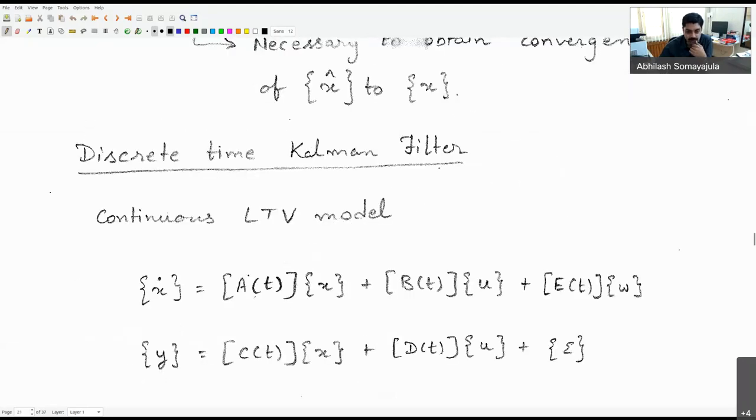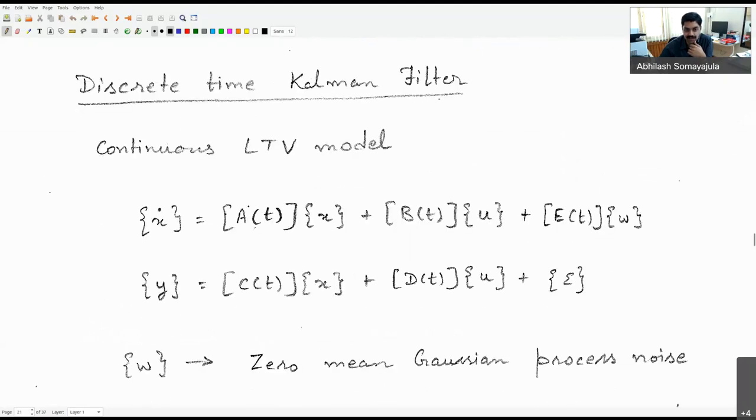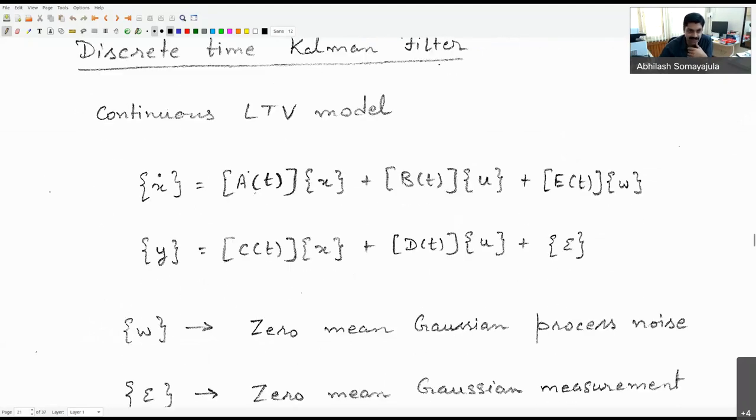All right, so let's take a look at what the discrete time Kalman filter looks like. Suppose I have a continuous time, linear time varying system, as you see here. So x dot is equal to A times x plus B times u plus E times w, where A, B, and E all have a time dependence, which means that they are varying with time as we progress further. Similarly, the output of the system is given by C matrix times x plus D matrix times u plus a measurement noise epsilon. Again, you see the time dependence is there, which is why the system is a time varying system.